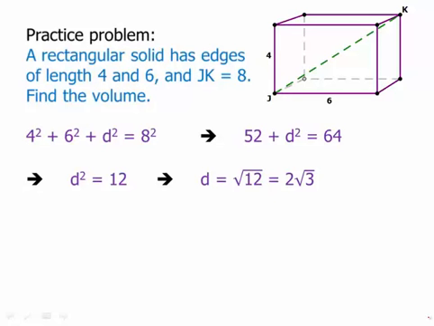Well, now we have our missing edge length, so now we know all 3 edges. So of course the volume is just the product of those edges. Multiply this together and we get 48 root 3, and that is the volume.